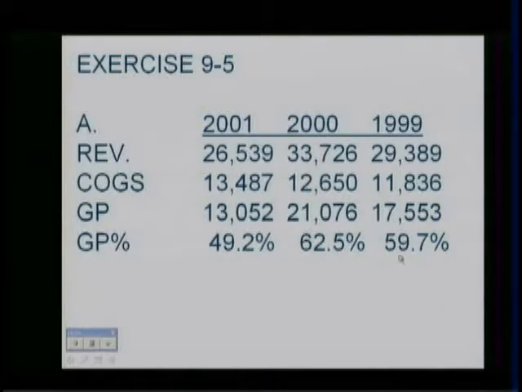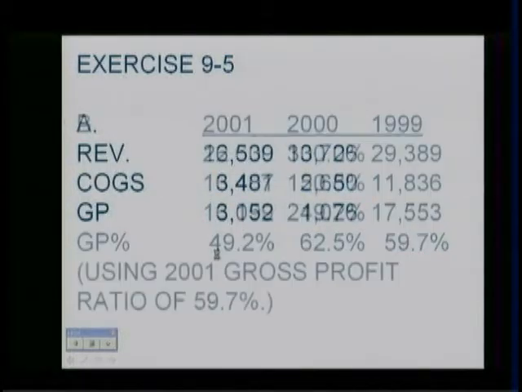In 1999 it was 59.7%. That meant that of every dollar in sales, 59.7% of that dollar, in other words a little over 59 cents, could go to cover their operating expenses and profit. But that dropped over time, until 2001 it was 49.2%. So that for every dollar in sales, only 49 cents was able to cover their net income and operating profit.